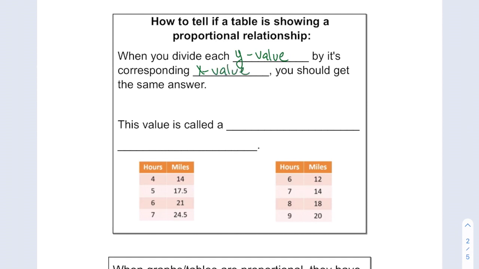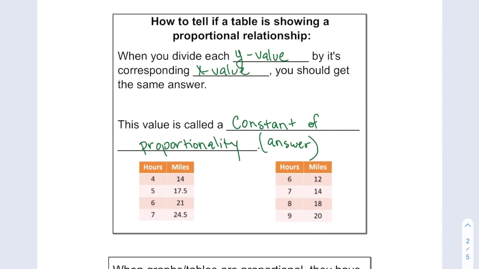Then you should get the same answer, meaning if the first one is 1, then all the next division problems that you do should all be 1. That value is going to be called the constant of proportionality. I put down that it's the answer because when you do the division problems, you'll get an answer for each problem, and that will be the constant of proportionality, the answer.